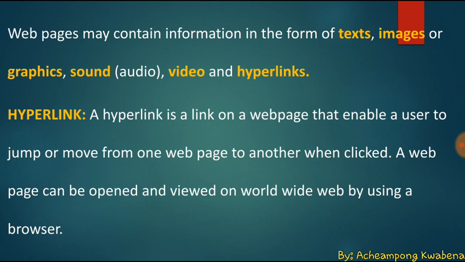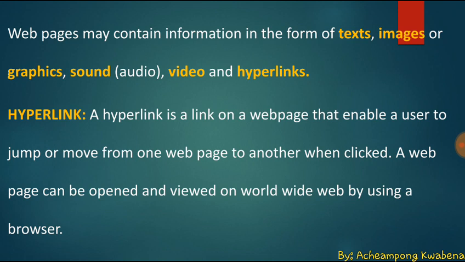When we talk of hyperlink in a web page, we are referring to the colored text or the underlined text that we see in web pages. And whenever this link is clicked, it moves to the next web page. So hyperlinks are found in web pages to help users of the internet to jump from one web page to another when browsing on the internet. So a hyperlink is a link on a web page that enables a user to jump or move from one web page to another when clicked.